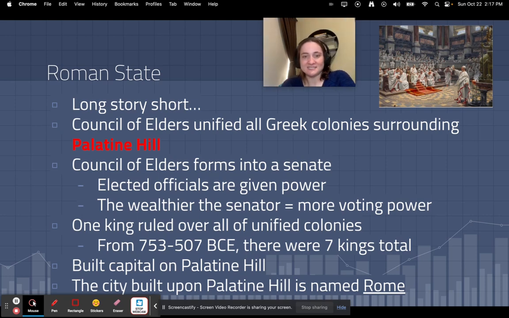That is where the elected officials are given political power, and the wealthier the senator, the more voting power, which still stands true to this day, right?